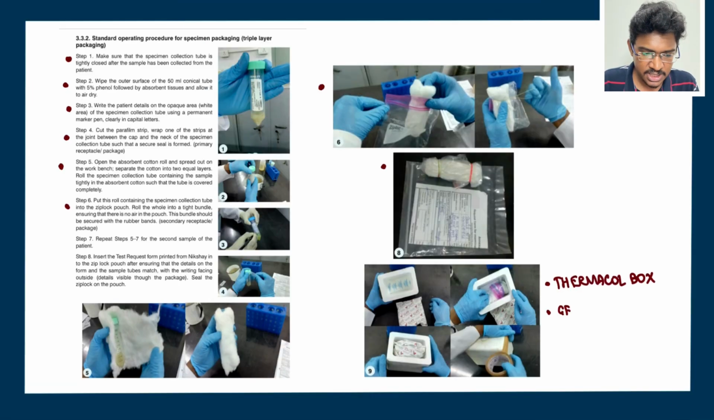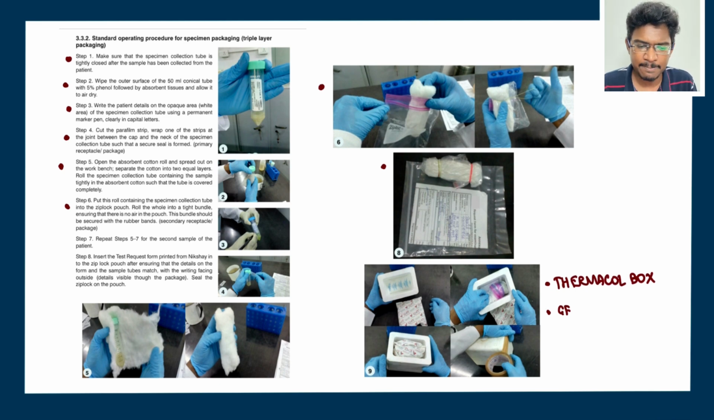Next, this is the operating procedure. How are they doing it? They are collecting in a 50 ml conical tube. Then they are having a triple layer packing with the cotton pads covered. Then they are packing it in a polythene cover. Then they are putting it in a thermocol box with coolant gels for transportation. This you should be knowing.